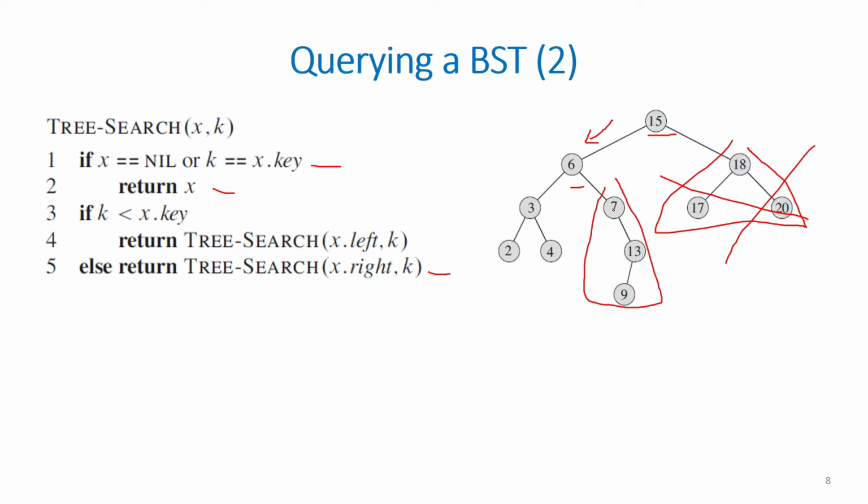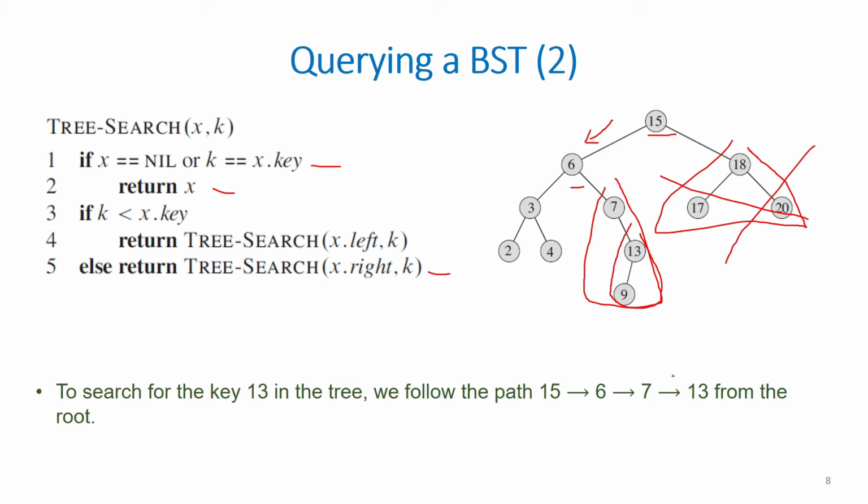Then we compare 7 and 13. Since 7 is less than 13, we search the right subtree of 7 and find the key 13 in the right child of the node with the key value 7. So we traverse the path 15, 6, 7, 13. Note that unlike the in-order tree walk procedure, the tree search procedure only traverses one of the subtrees and not both. That is why it has a logarithmic running time.